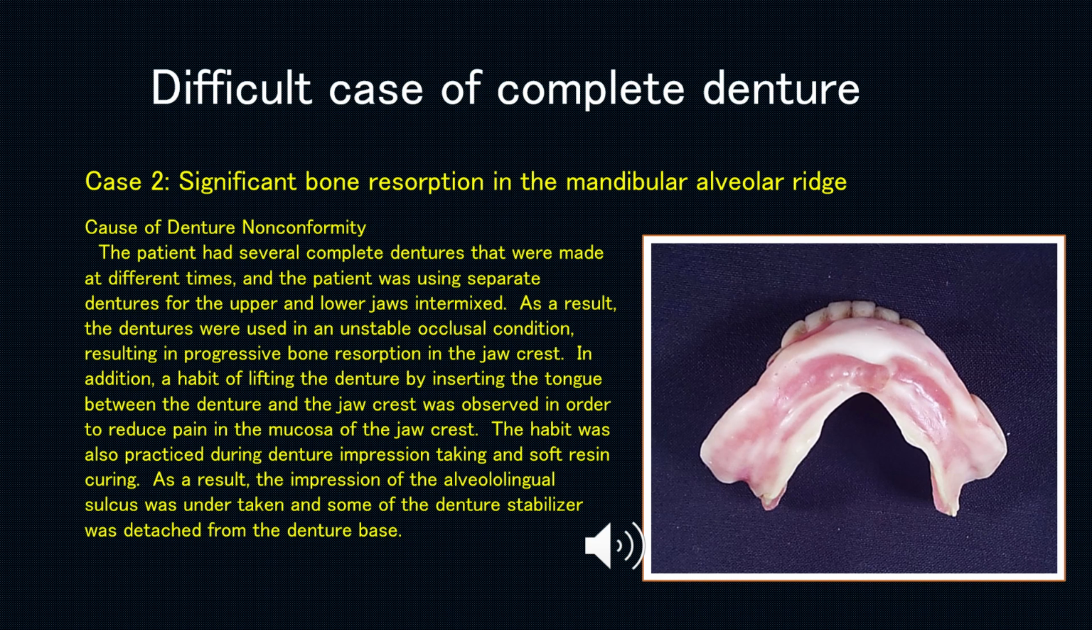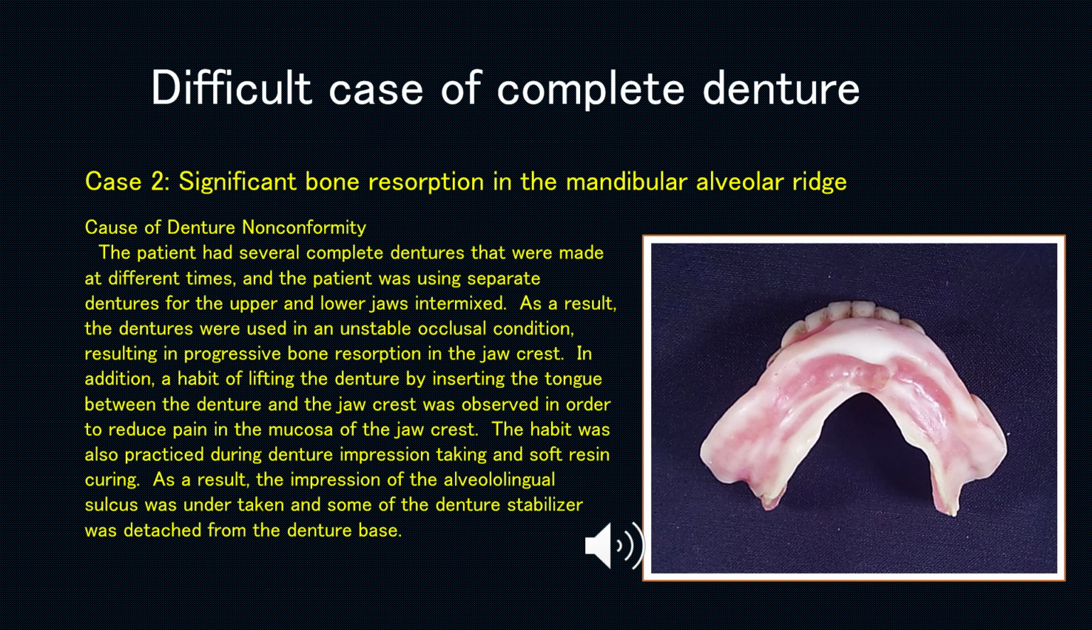Case 2. Significant bone resorption in the mandibular alveolar ridge. Cause of denture nonconformity. The patient had several complete dentures that were made at different times and the patient was using separate dentures for the upper and lower jaws intermixed. As a result, the dentures were used in an unstable occlusal condition, resulting in progressive bone resorption in the jaw crest.